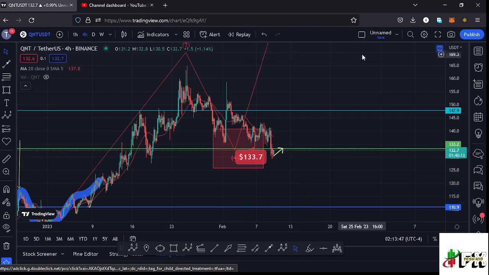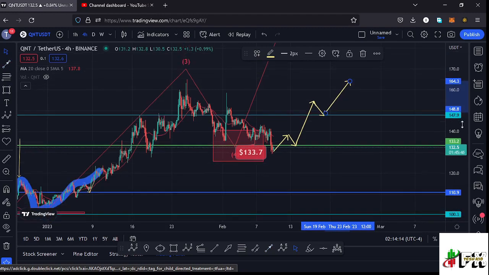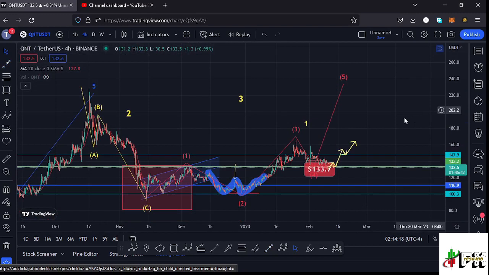But in case Quant is able to regain the key area of support at around the $133.2 mark, that is, break above it and give us a successful retest of that key area of support, then there are chances of continuing to push even higher, and get back to the next key area of resistance at around the $147.9 mark. And in case we also manage to break above that key area of resistance, give us a retest and continue pushing even higher, then there are chances of continuing to unlock even higher prices in the formation of that wave 5, which I'm expecting here on the short-term scenario.